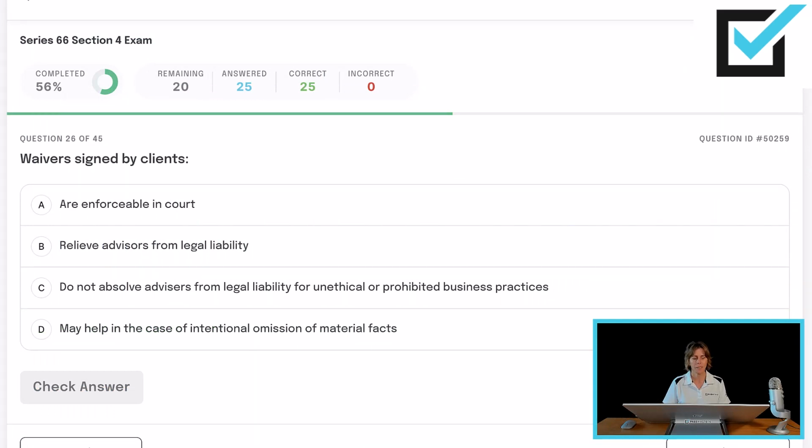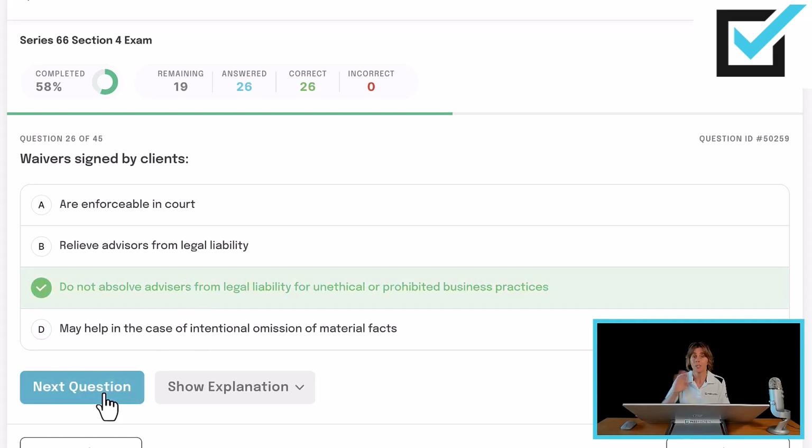Waivers signed by clients are enforceable in court, relieve advisors from legal liability, do not absolve advisors from legal liability for unethical or prohibited business practices, or may help in the case of intentional omission of material facts. Waivers like, hey, let's go break the law. You can't sue me later. Do not hold up in court. They do not.